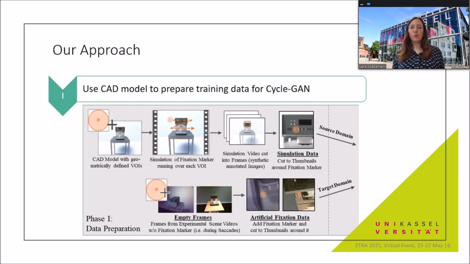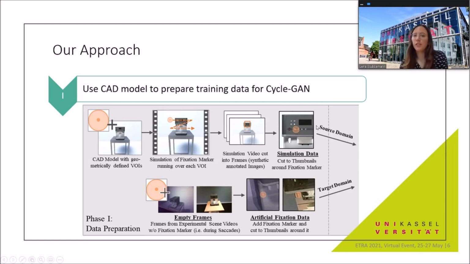In the first step, we use a virtual model to prepare our training data. To do so, a marker is created and systematically moved across the surfaces of each volume of interest. This is done by defining a moving path for the marker. The resulting simulation is then exported as frames and cut into thumbnail size around the position of the fixation marker, as can be seen here.